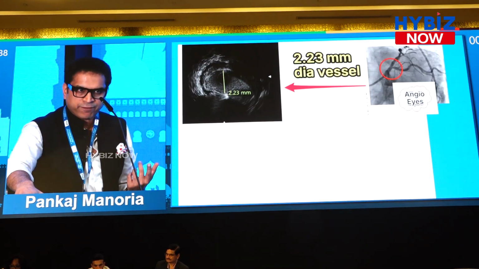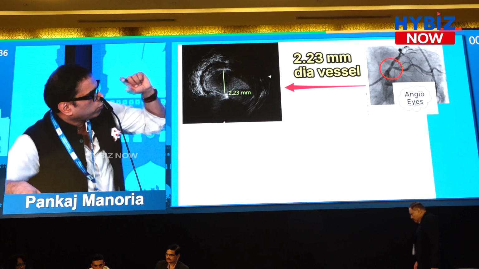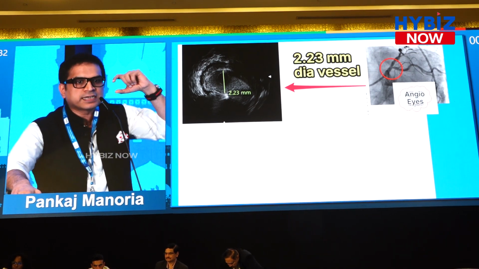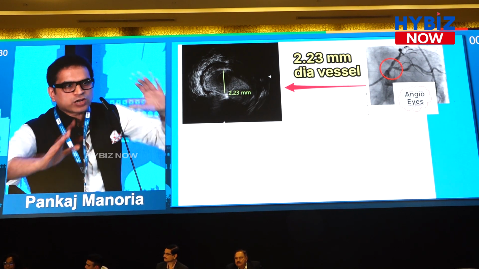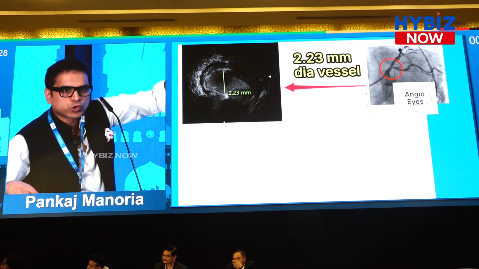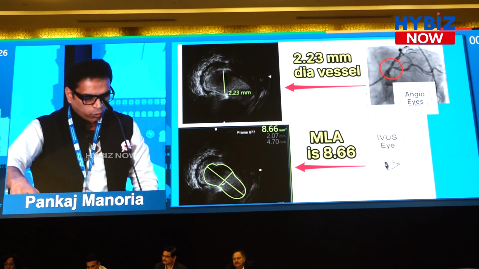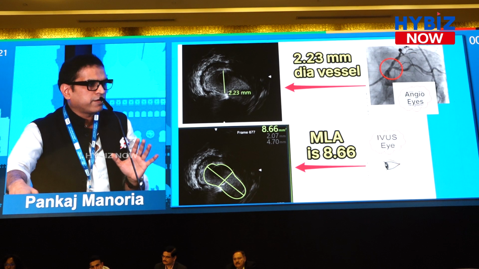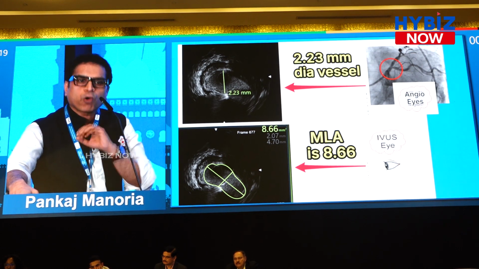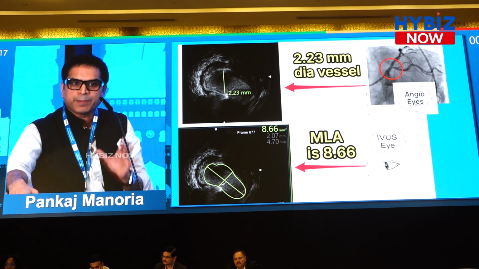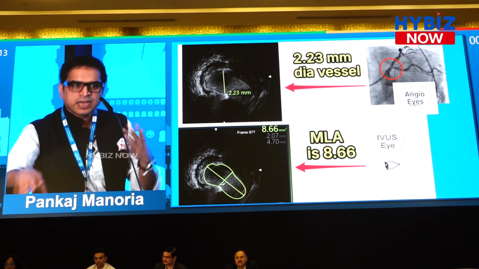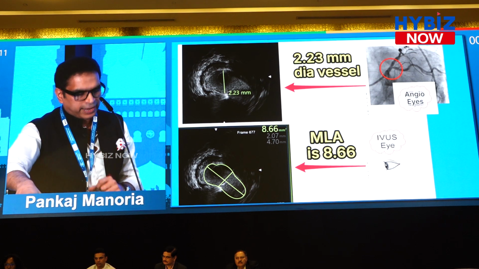Again, the same philosophy. What we are looking at is a 2.3 diameter vessel of a 4.5 millimeter diameter, because the carina has been shifted. Angiographically, we look at only this segment, so it is looking like a pinch, but actually the whole MLA is 8.6. So whenever we do physiology, FFR in these cases, almost all times it comes out to be negative because the MLA is preserved. So what matters again is the residual MLA, not what the diameter on angiography is looking like.